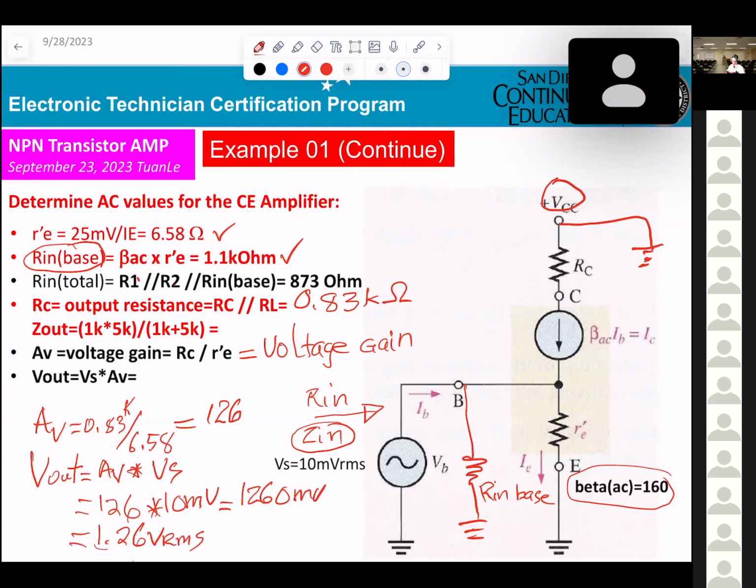Where did you get the VS number? VS, from the R in input. Oh, there it is. Okay, sorry about that. Gotcha.